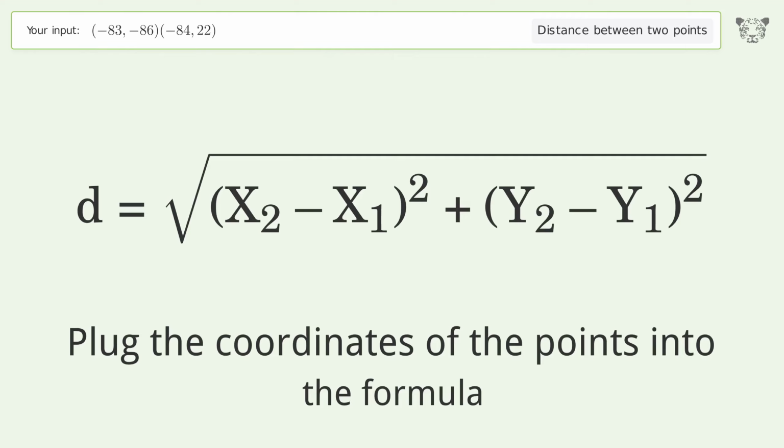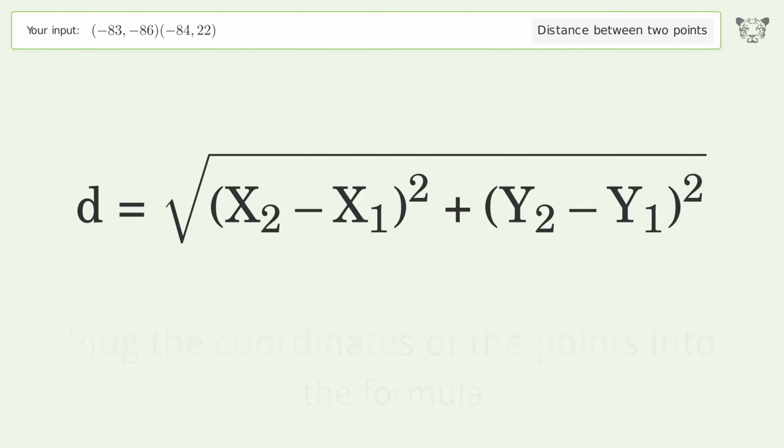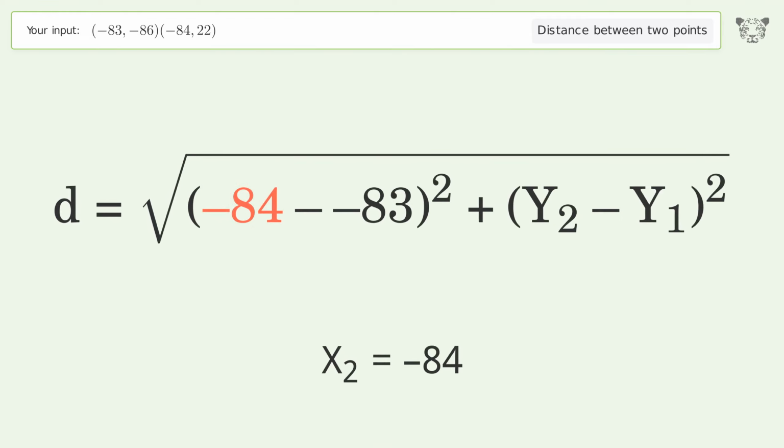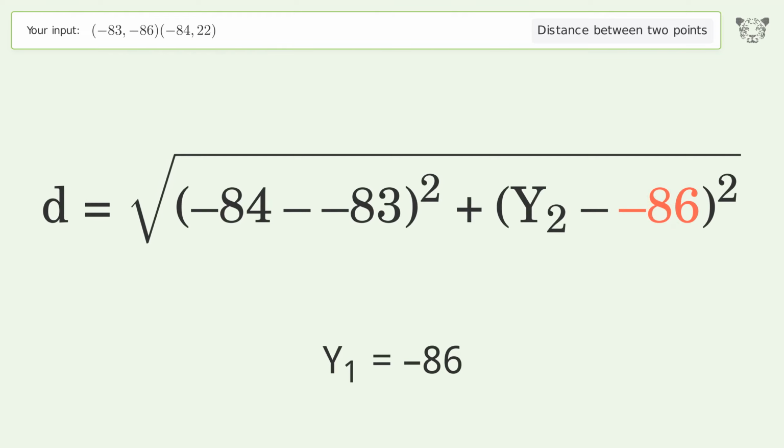This gives us the distance formula. Plug the coordinates of the points into the formula. x1 equals -83. x2 equals -84. y1 equals -86. y2 equals 22.